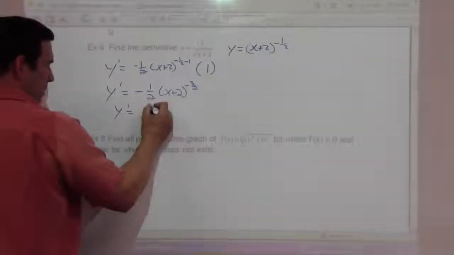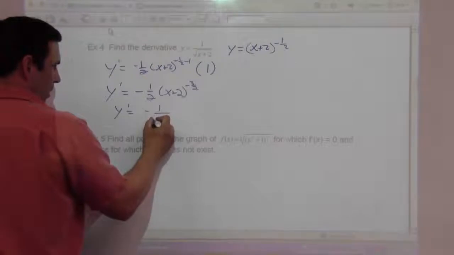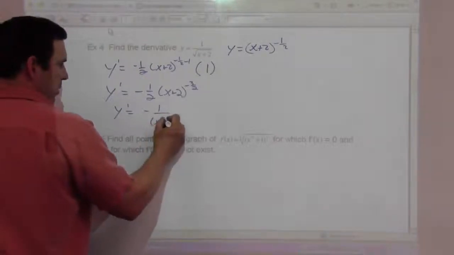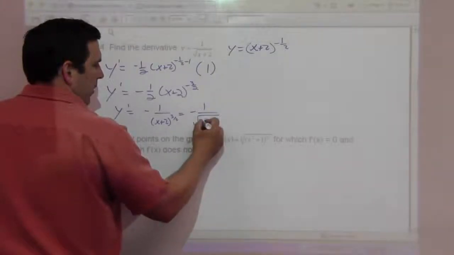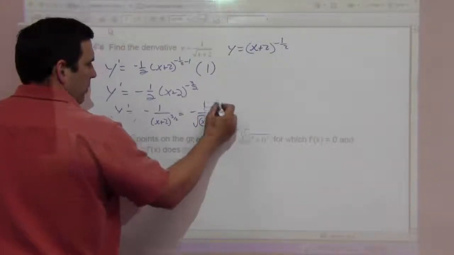Y prime is negative 1 over 2 times x plus 2 to the 3/2, or negative 1 over 2 times the square root of x plus 2 cubed.